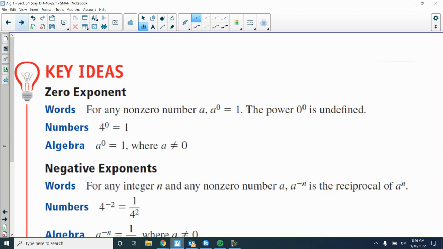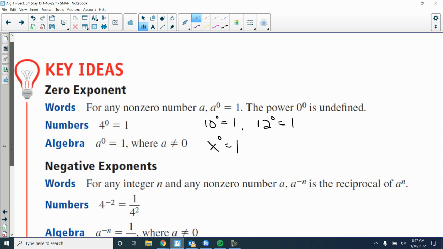Now, we got the rules printed out right there below. For any non-zero number A, anything to the 0 power equals 1, except for the case of 0 to the 0. We're not even going to worry about that. That's like crazy math. Don't even worry about that. So 4 to the 0 power equals 1. And A to the 0 power equals 1. Anything to the 0 power, 10 to the 0 equals what? 12 to the 0 equals 1. X to the 0 equals 1. Doesn't matter. Anything to the 0 power is 1.